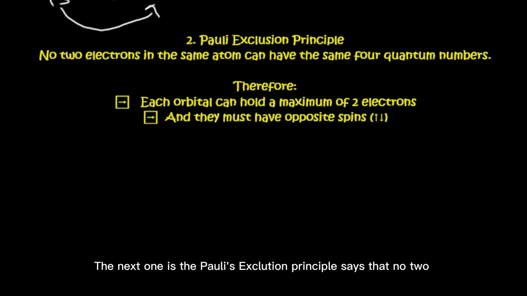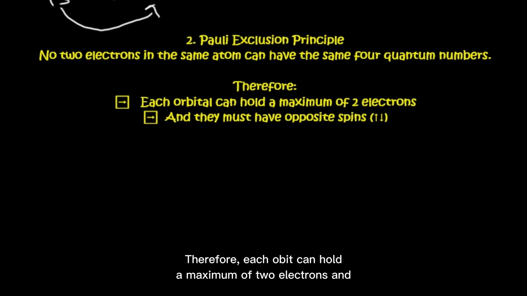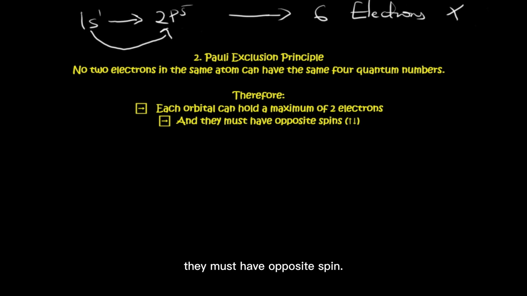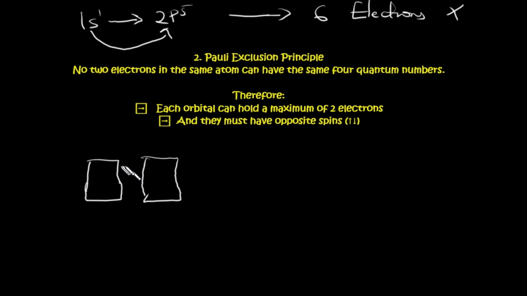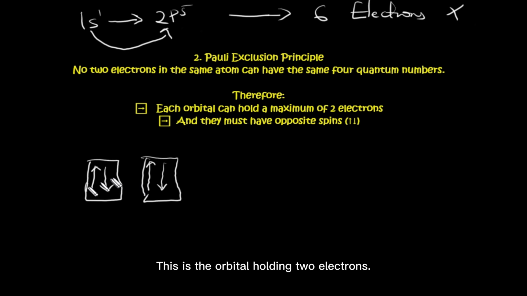The next one is the Pauli exclusion principle. It says that no 2 electrons in the same atom can have the same 4 quantum numbers. Therefore, each orbital can hold a maximum of 2 electrons and they must have opposite spin. This is the orbital diagram. Each orbital can hold a maximum of 2 electrons. This is the orbital holding 2 electrons, and of course, with anti-parallel spins.